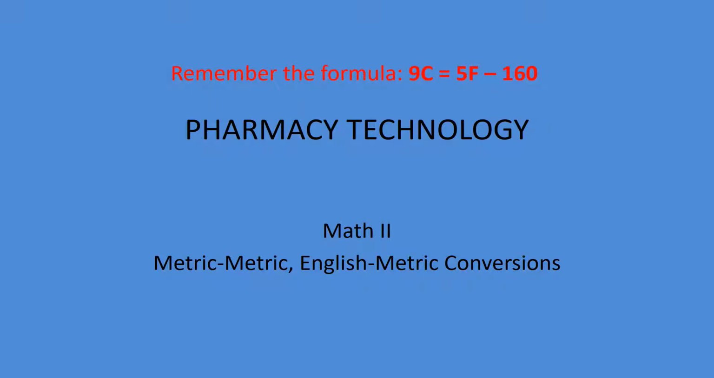But for next time, Math 3, we're going to cover some temperature conversions. So here is a simple formula for you to remember. 9C equals 5F minus 160. And in Math 3, we'll cover temperature conversions, order and supply problems.